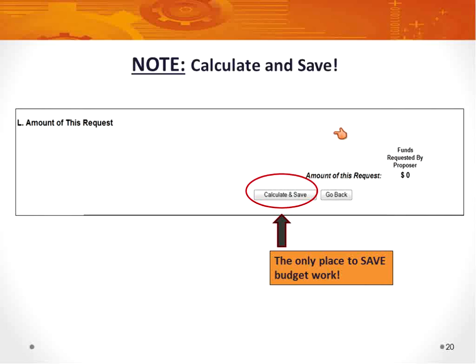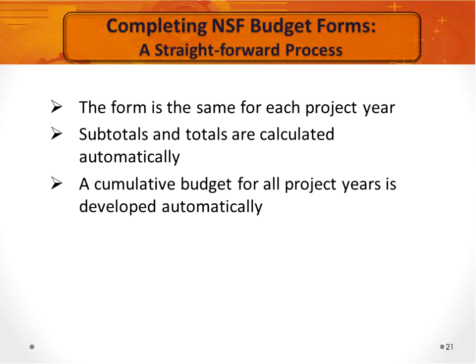Now, I will walk you through several additional sections of the budget. Here are just a few pointers as you go through the budget form preparation process. First, the form will be the same format for each year. Subtotals and totals are calculated automatically provided you select Calculate at the end of the page and save. The Fastlane system will take the totals in each category and prepare a budget summary page for you automatically. This is not something that you will need to do.